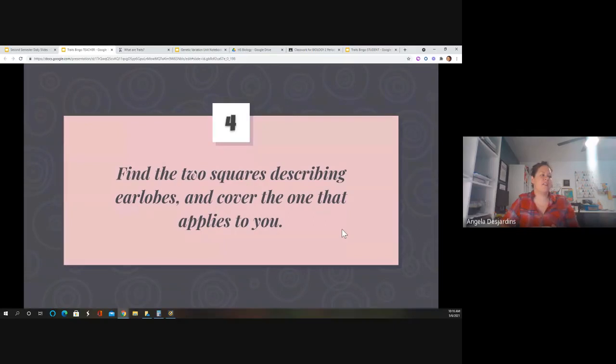find 2 squares describing the earlobeness and cover the one that applies to you. So everybody gets to place a dot for this one. But you're going to cover the dot that describes you. So if you have detached earlobes, you're going to cover the detached one. If you have attached earlobes, you're going to cover the attached one. So everybody gets to put something on this one, but you can only put one. Okay. Everybody good?